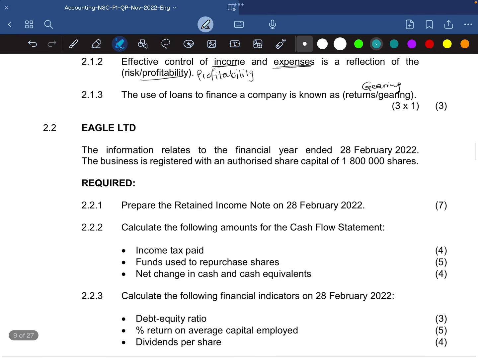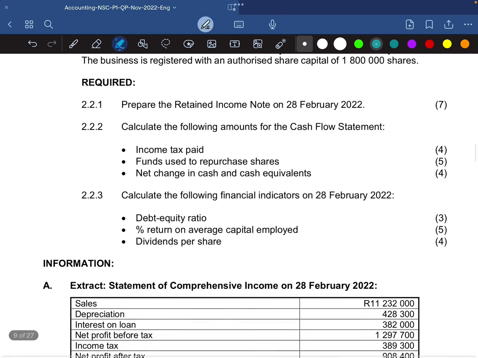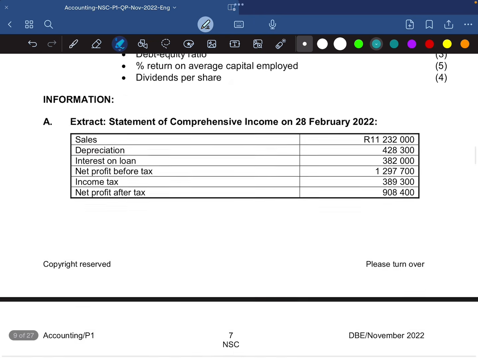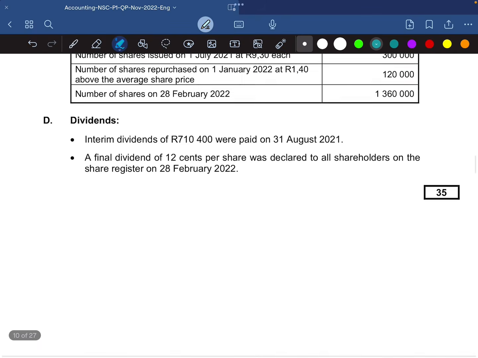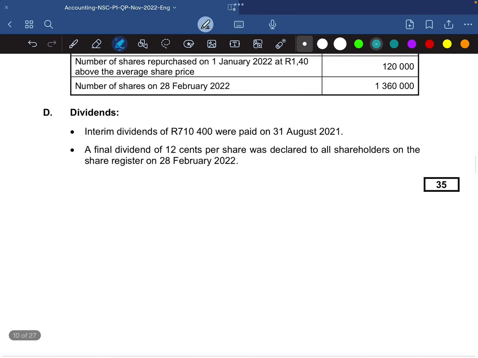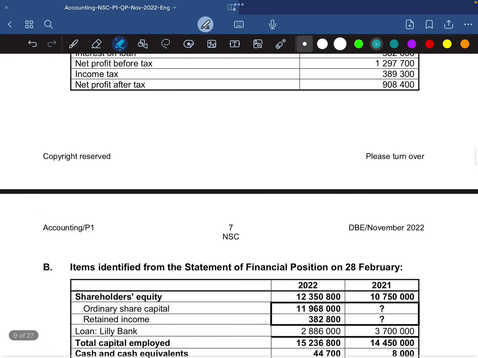2.2, Eagle Ltd. The information relates to the financial year ended 28th February 2022. Now the business is registered with an authorized share capital of 1,800,000 shares, and we are required to prepare the retained income note on 28th February 2022. So it's really key to focus on the date there. And we are given information A, information B, information C, and D. So that's the information that we're going to be working with throughout the whole question.